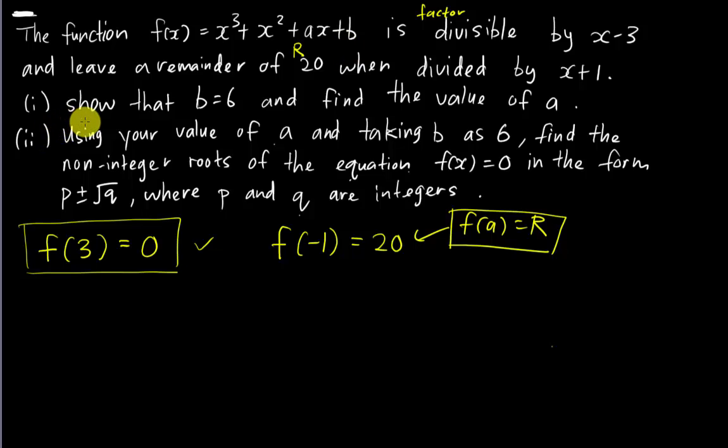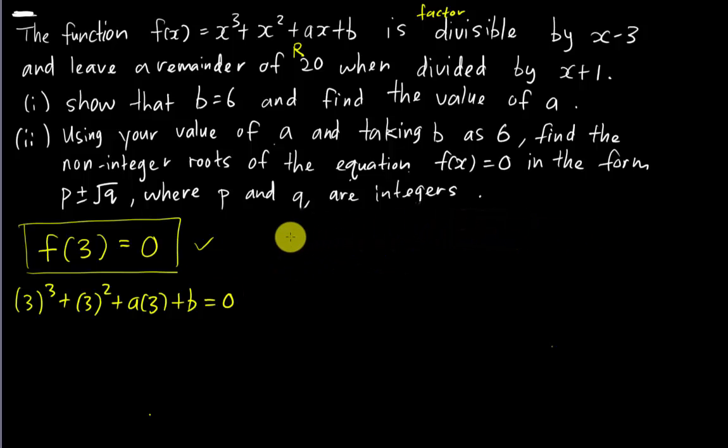So the question actually asks you to show that b equals 6 and find the value of a. So I will need to use these two pieces of information to form two equations and find b equals 6 and the value of a here. When f(3) equals 0, I will substitute 3 for all the x here and make it become 0. So I will do it like this: 3 to the power of 3 plus 3 to the power of 2 plus 3a plus b equals 0.